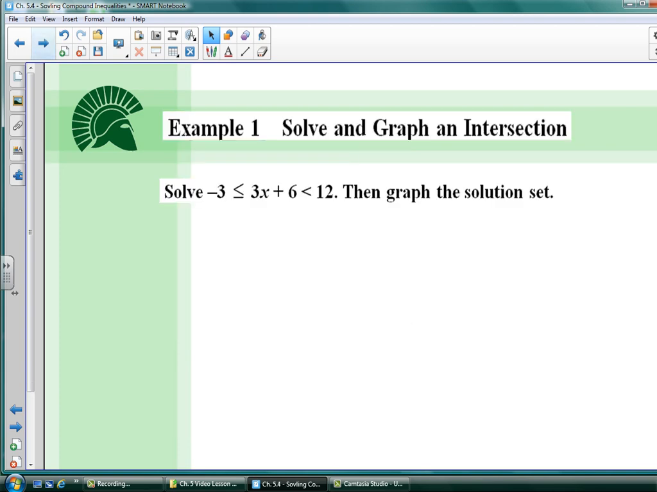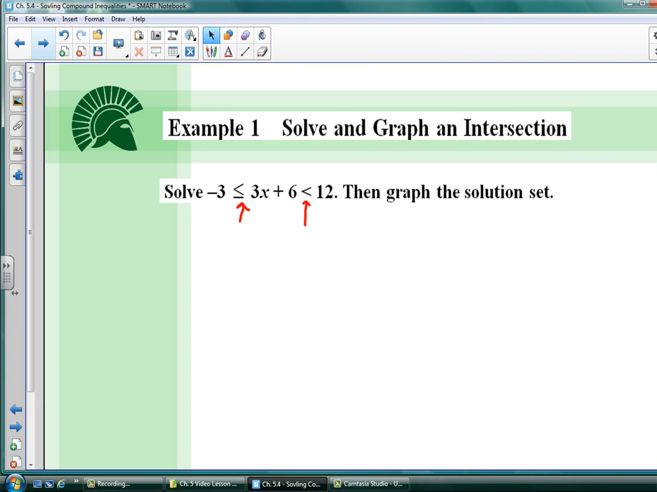So the first thing we're going to look at is a compound statement. Don't be scared. They're nice and easy. It's a compound statement, and you can tell because you have 2 inequality symbols. Since you have 2 of them, you know that 2 sets of things are going to happen. Before, we've only had 1 of them, so we really only had to concentrate on what's happening in one part of the equation. So we're going to look at how we do this type of problem.